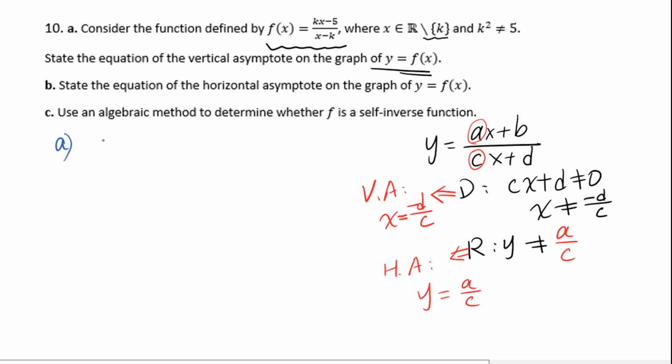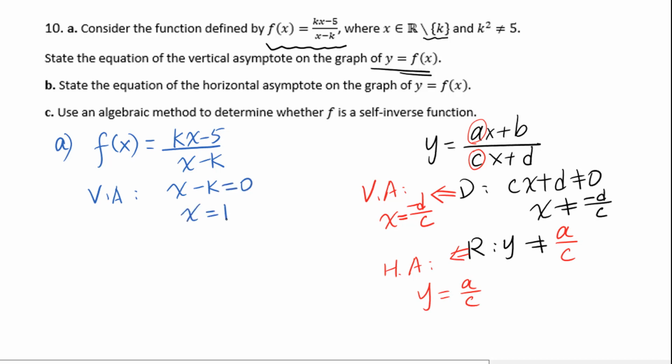For part a, we are given the function f of x equals kx minus 5 over x minus k. So for the vertical asymptote line, we will set up the denominator equals 0. Then x equals k.